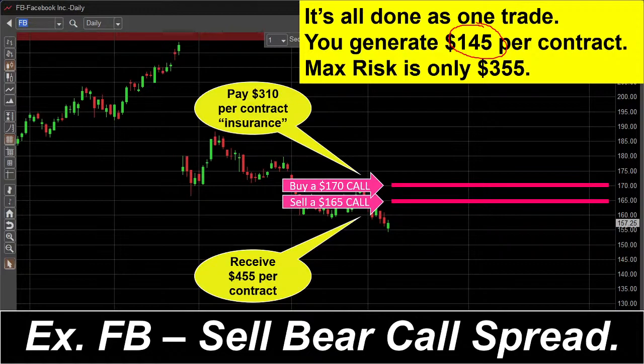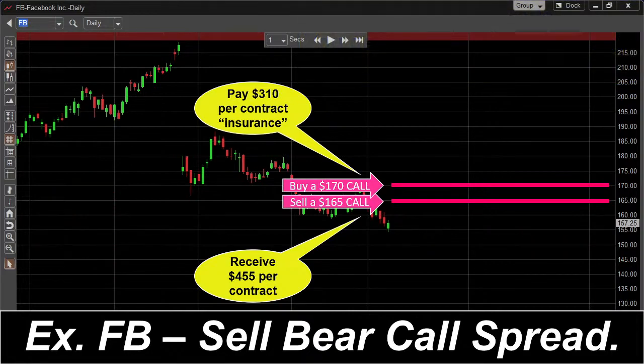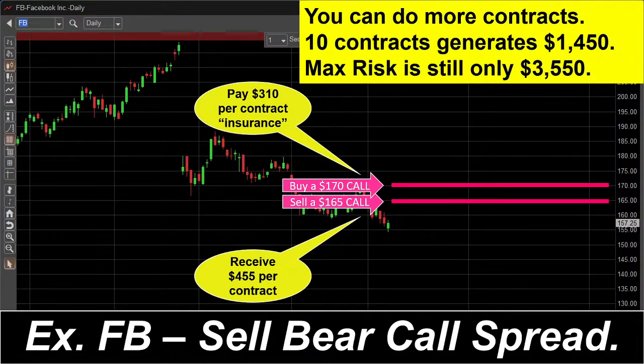Okay, and that's just the difference between 455, what you received, minus the 310, what it's going to cost for the other leg, 145. All right, so you could do 10 contracts. You could do 2, 3, 4, 5, 10. You could do 20 contracts. If you did 10, you now just generated $1,450, and your max risk is still only $3,500.